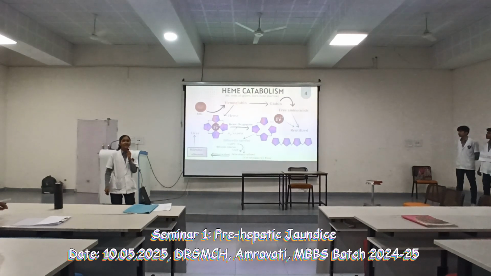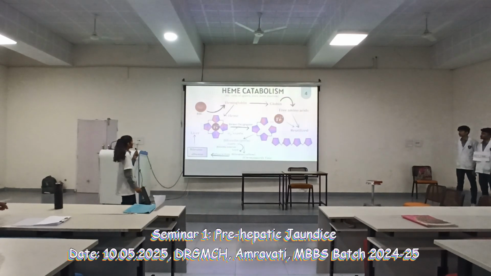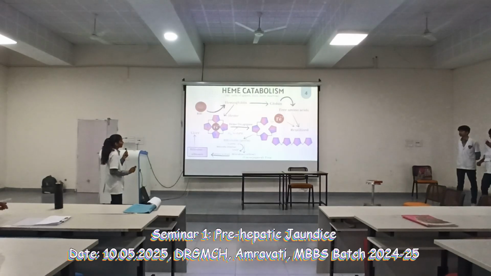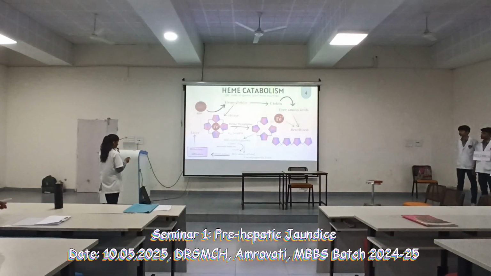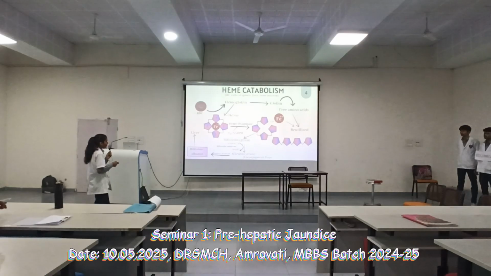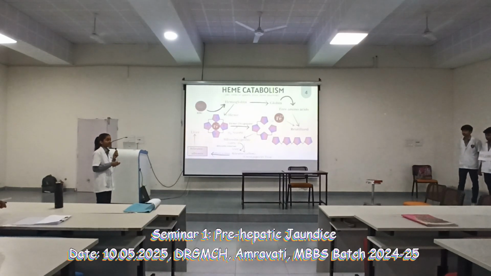As you know, RBC have a lifespan of 120 days. RBC contain hemoglobin, which is made up of two parts, heme and globin. Heme is a non-protein part and globin is a protein part, which converts into free amino acids and is reutilized in our body.